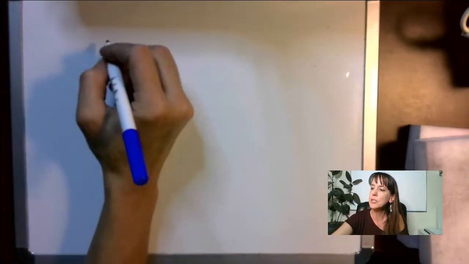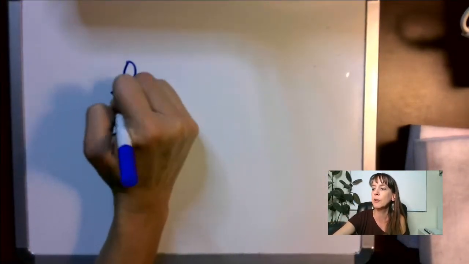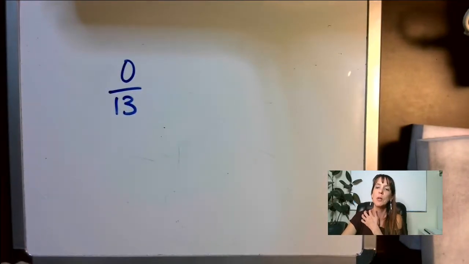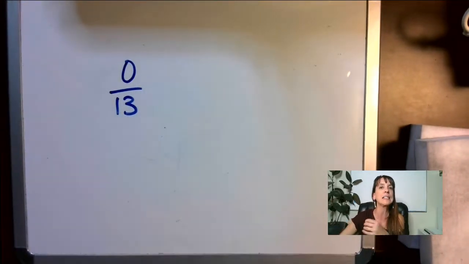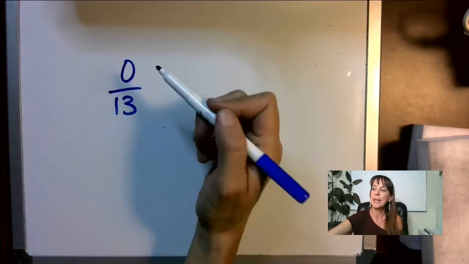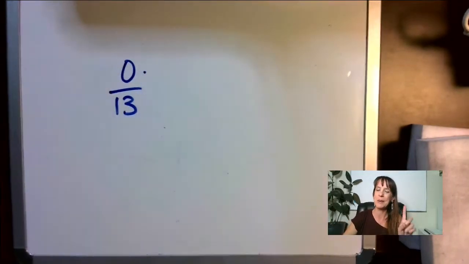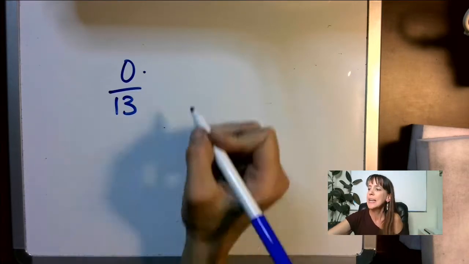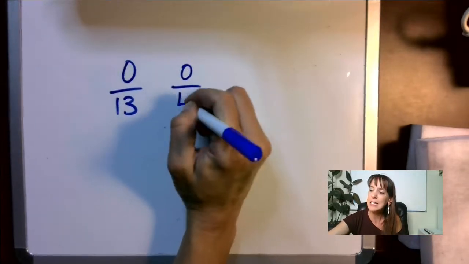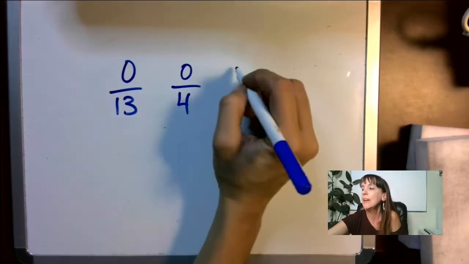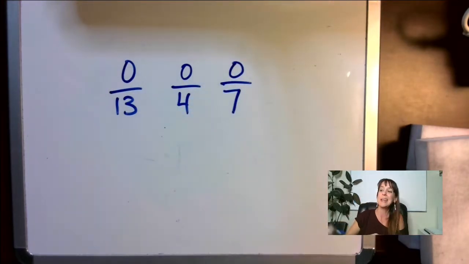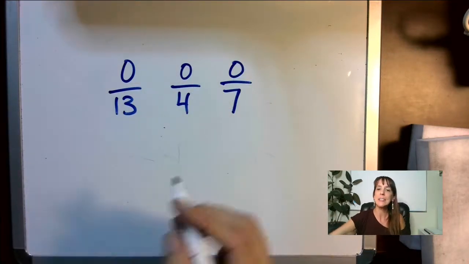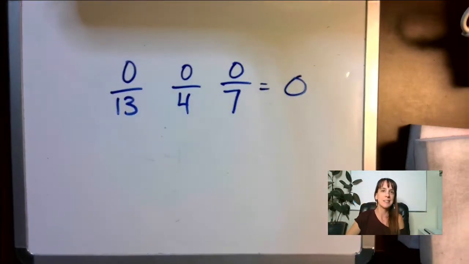So first things first, if we have 0 over 13. Remember, fractions are really just part over whole, right? If I have a pizza and I've cut it into 13 slices, but I give you 0 of them, not only am I very mean, it doesn't matter how many slices I cut it into. If I cut it into 4 slices and I gave you none, if I cut it into 7 slices and I gave you none, this means that it's all 0. 0 over anything is just 0, okay?